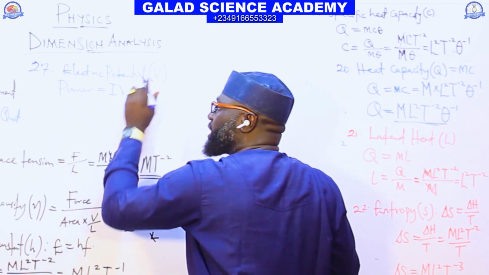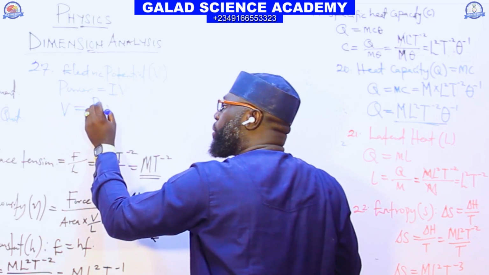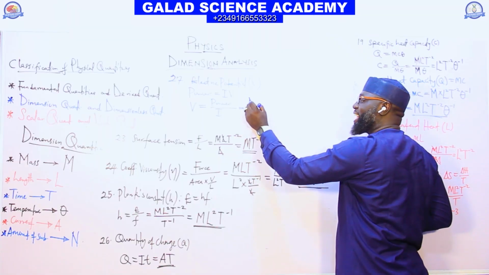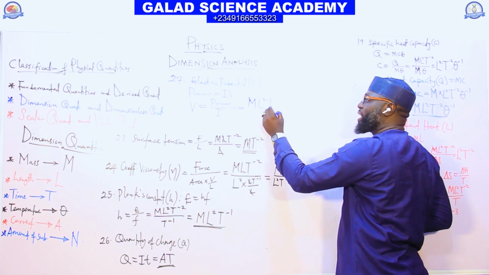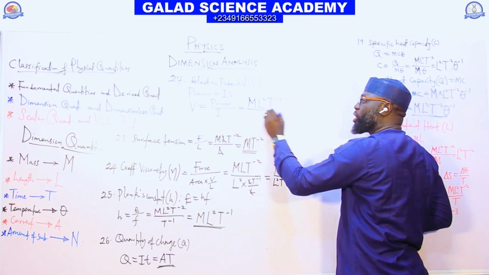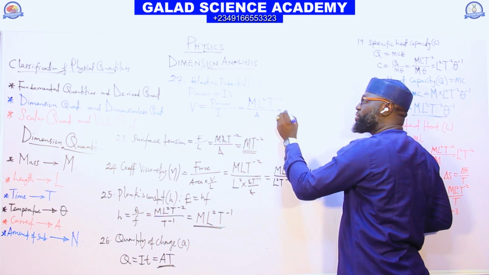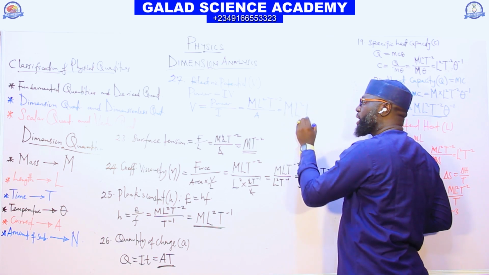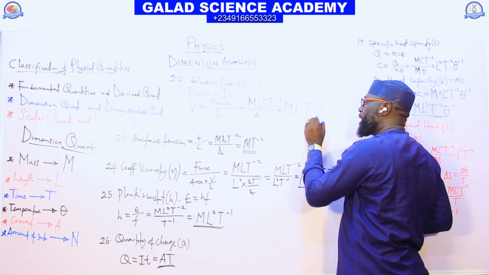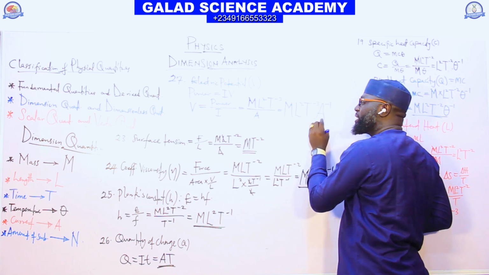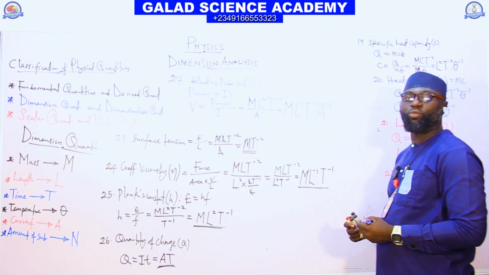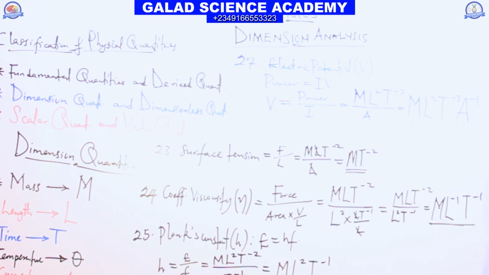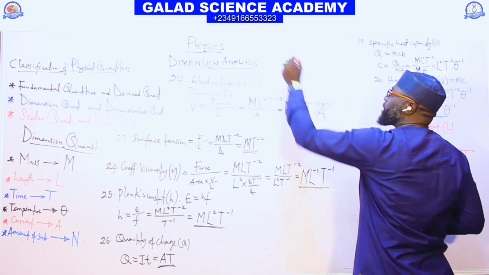So electric potential V will be power over I. Power is M L square T minus 3, current is A. You will now have M L square T minus 3 A raised to power minus 1. This is the dimension for electric potential.